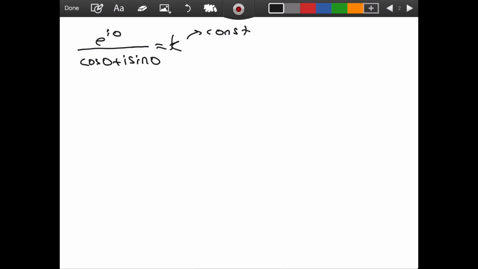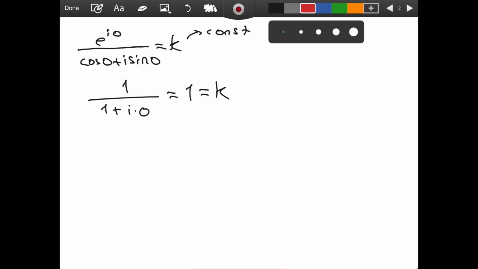Well, what is e raised to the power of i times 0? i times 0 will give us 0. e raised to the power of 0 is simply 1. Divided by cosine of 0, which is 1, plus we have i times sine of 0, which is 0. So we have i times 0, which will give us 0. So we have 1 divided by 1. This is equal to 1. And it is also equal to k. Well, how about that? We proved that k is equal to 1. This is great.